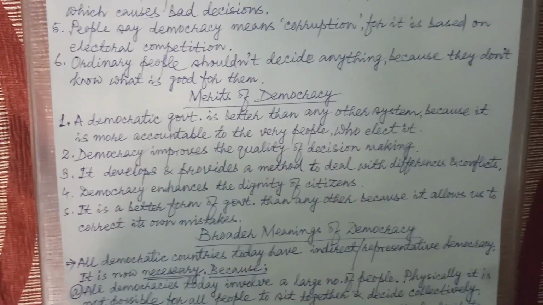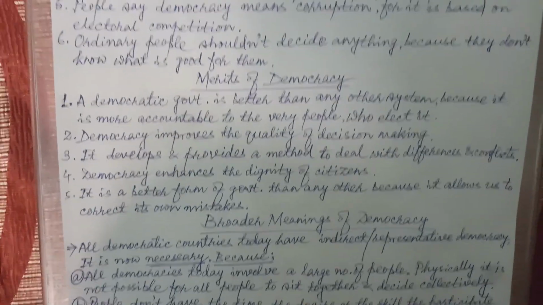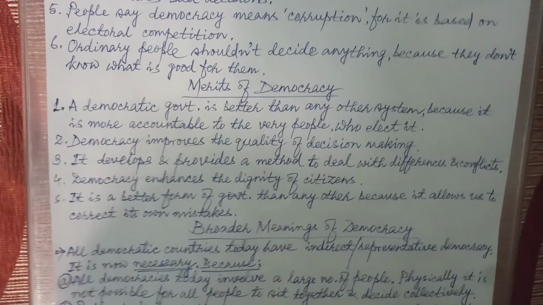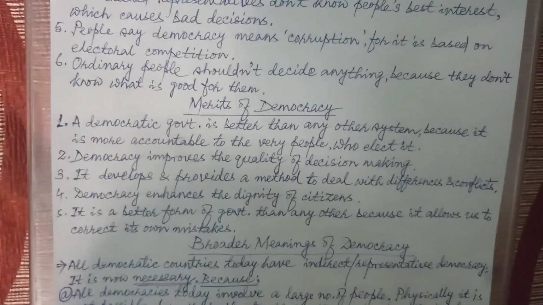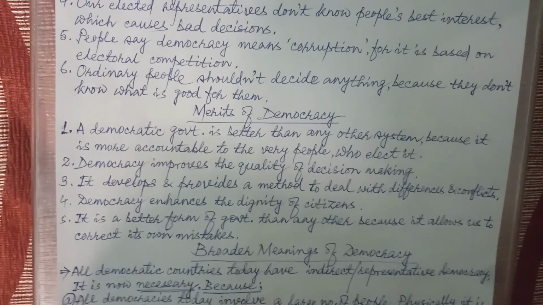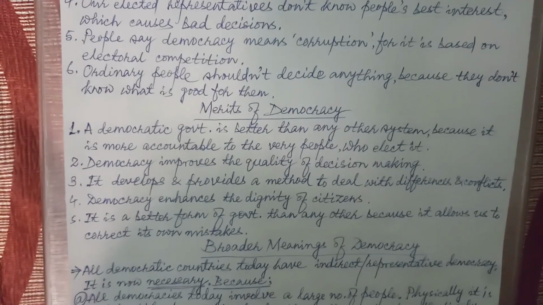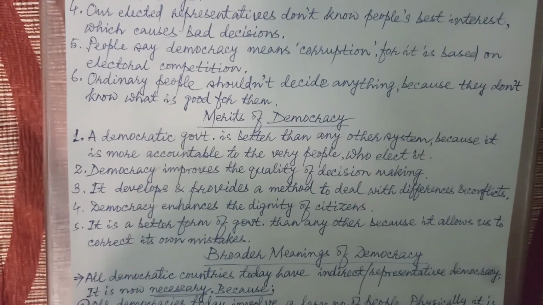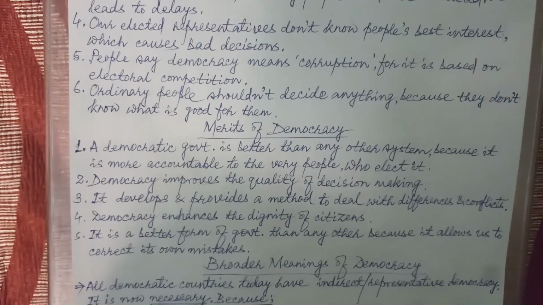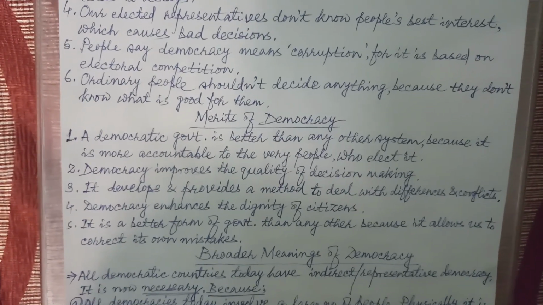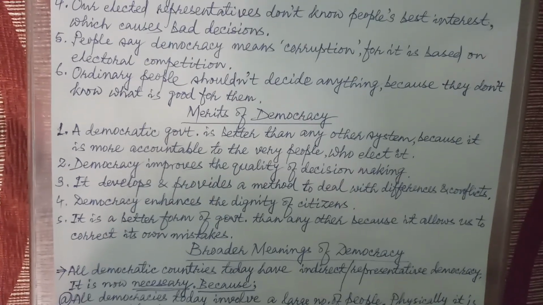because it allows us to correct its own mistakes. It is not that democracy never commits mistakes. A democratic government cannot commit mistakes? No one can guarantee it. Even when a mistake is committed, it can be checked. If a bad decision is taken by the democratic government, it can be changed.